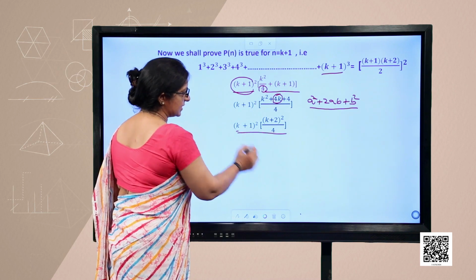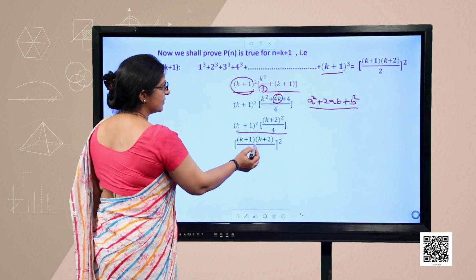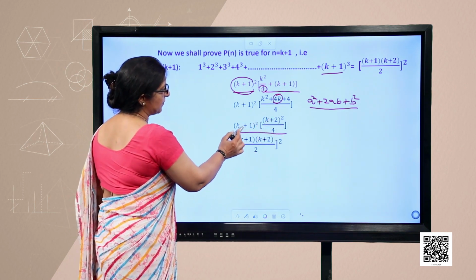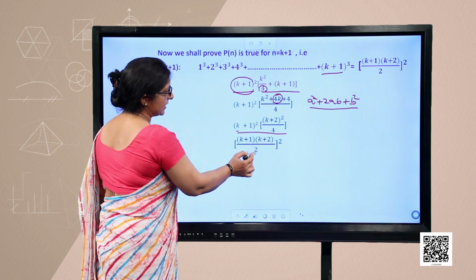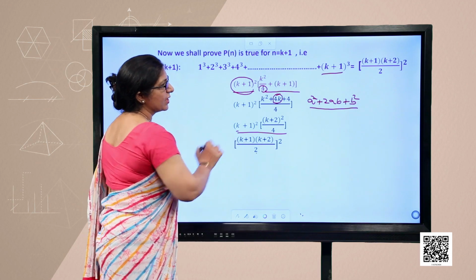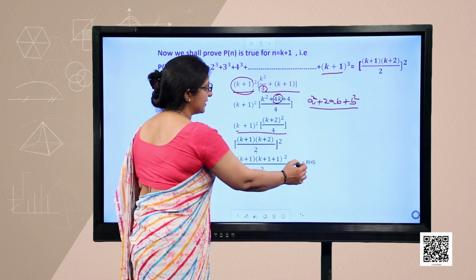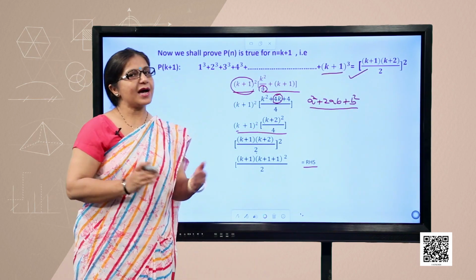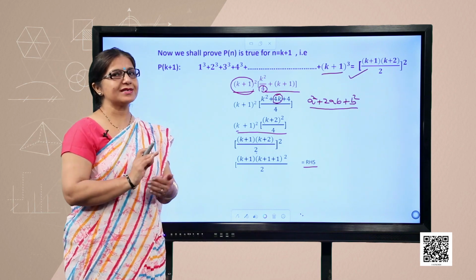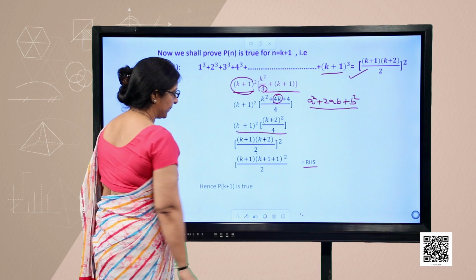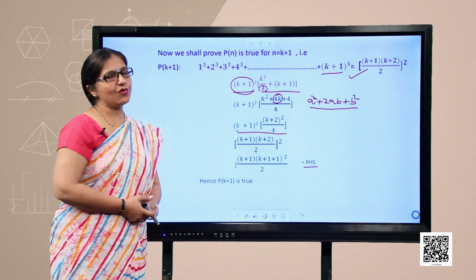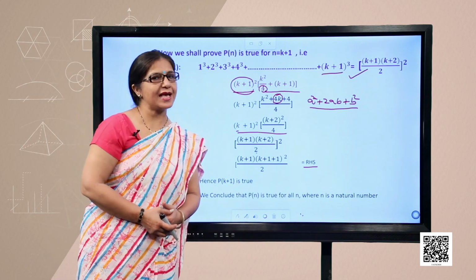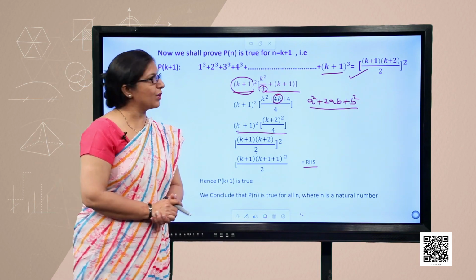Now this expression is this. We can take this whole square as a common square. Inside we can see (k+1), (k+2), 4. Inside the bracket will become 2, and this is whole square, which is nothing but our right hand side, which was to be proved. Therefore, we can say that our statement Pn is true whenever n is equal to k+1. Pk+1 is true. Now we can conclude that Pn is true whenever n is any natural number. This was all about this.